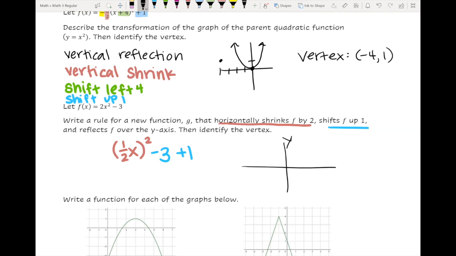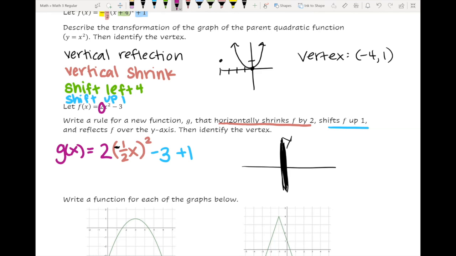Here's my y-axis right here. So if I reflect to the other side of my y-axis, it actually changed the sign on my x values. So I'm going to have to put a -1/2 right there. And we still have 2 right here, hasn't gone away. We still have that. So here is our new function, g of x.